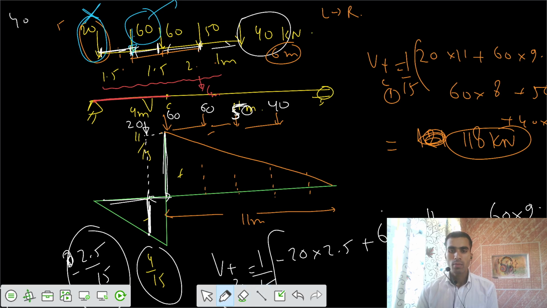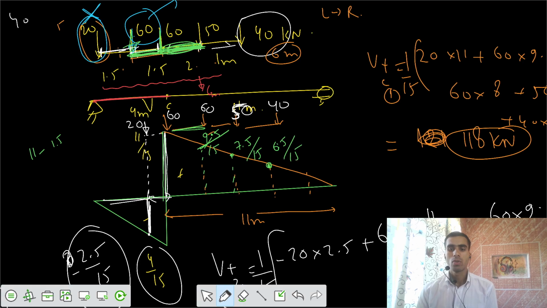So the maximum ordinate we have is this one, 11 by 15. After that, the distance between 60 and 60 is 2 meter. That means this ordinate would be 9 by 15, because 11 minus 2 is 9. Actually this is 9.5, because the distance between 60 and 60 is 1.5. So you write 11 minus 1.5, that's 9.5. 9.5 by 15. And this one would be 9.5 minus 2, that's 7.5 divided by 15. And this ordinate would be 7.5 minus 1, that is 6.5 divided by 15.